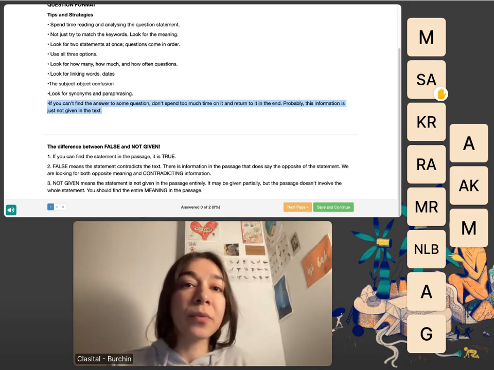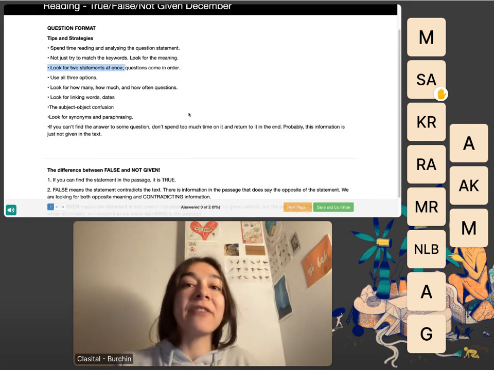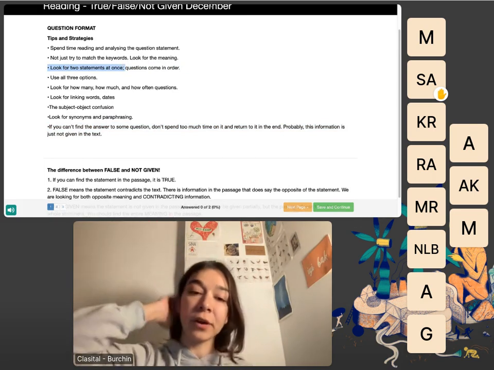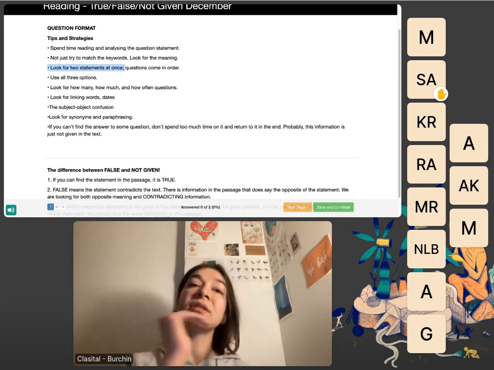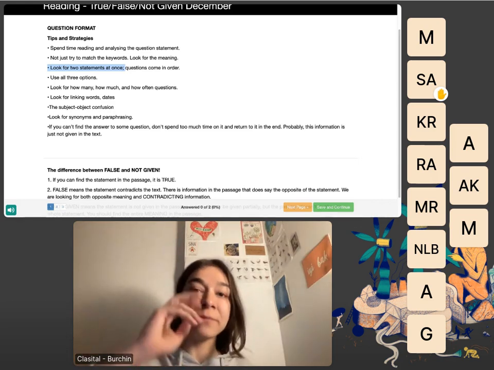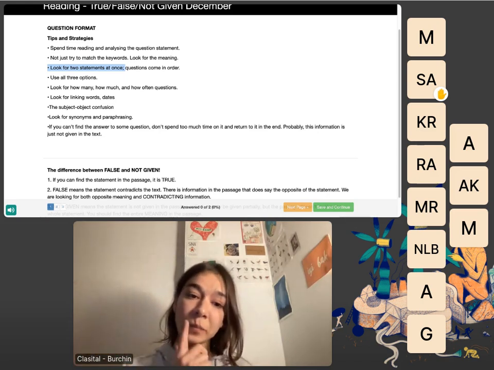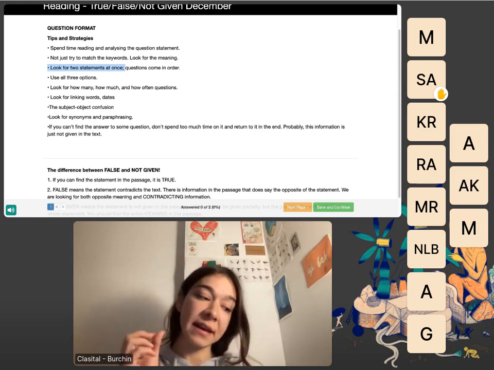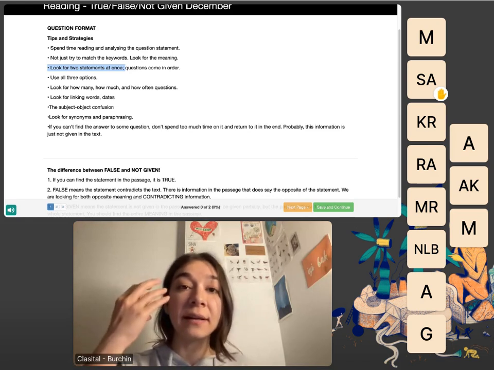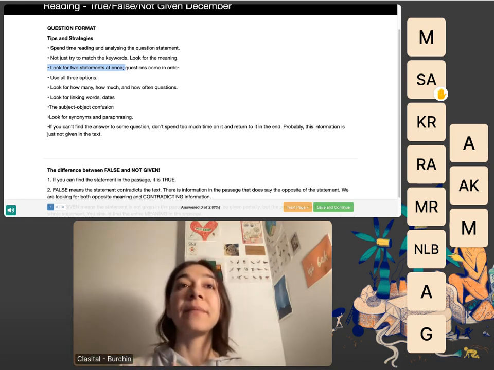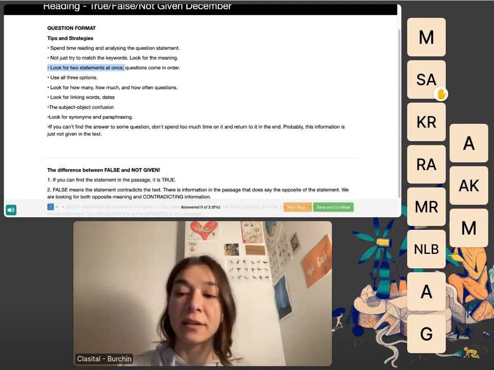That's why it is so important to read two statements at once. Let's say you're looking for two questions at once. When you have found the answer for the second question, you can understand that the information is not given simply if you can't find that answer. But you should be very clear about whether you understand the meaning of the statement or not.